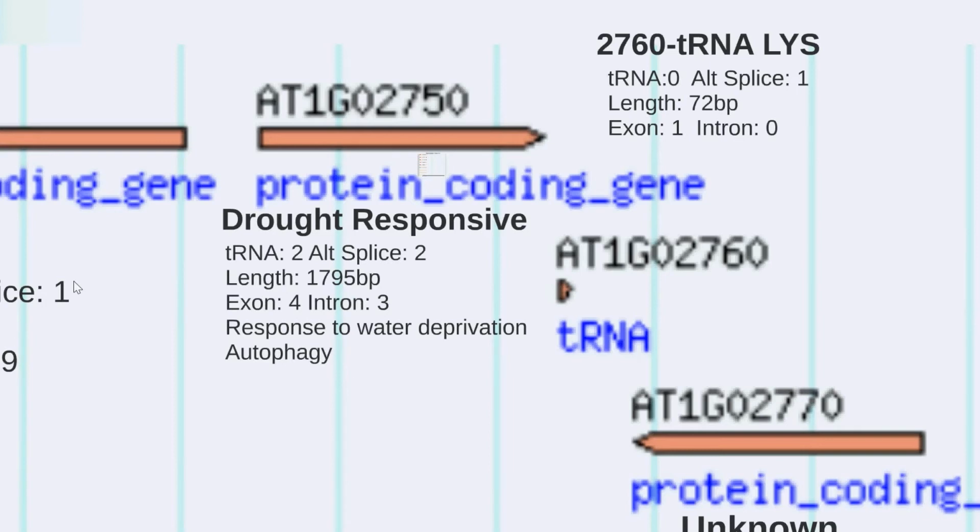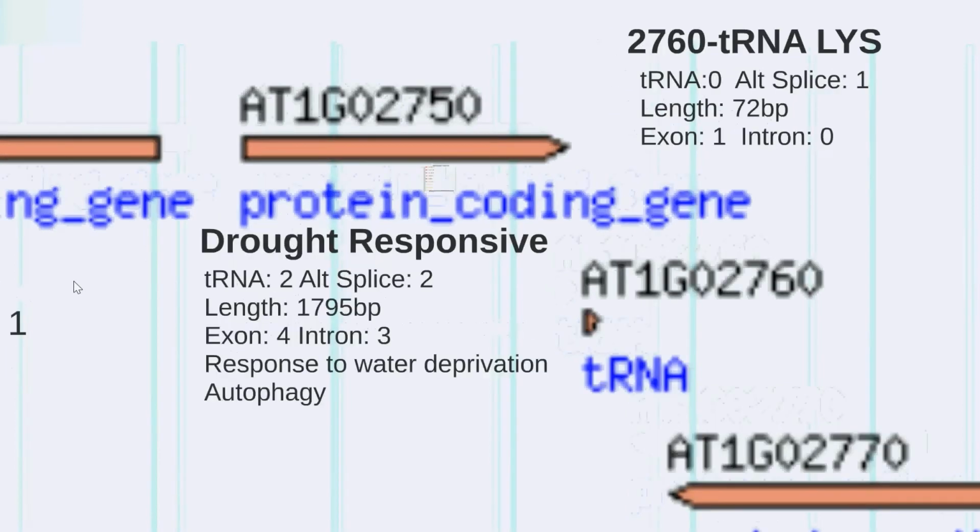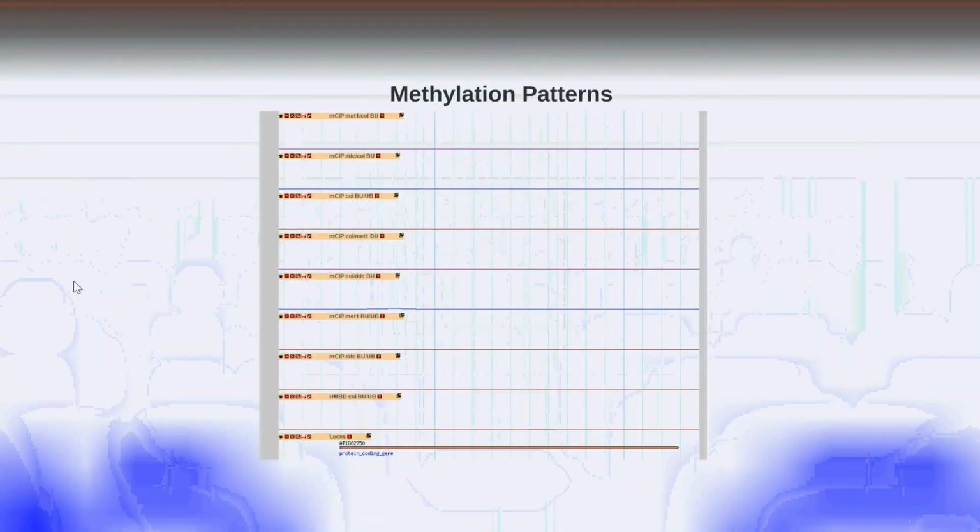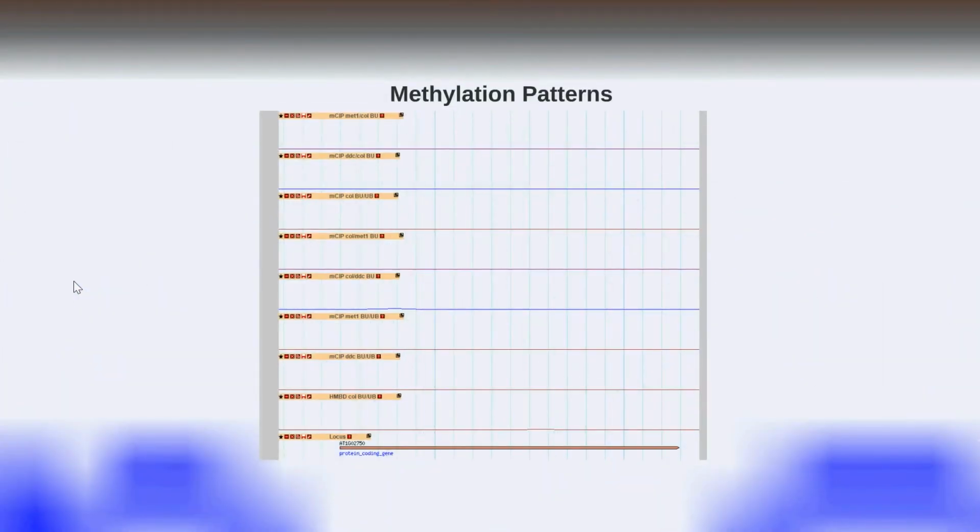It is referenced in multiple papers as ATDI19, which is Arabidopsis Thaliana drought-induced gene 19. This ABA insensitive gene family is induced when salt is present. Looking at the methylation patterns for this region, we see that this gene is mostly unmethylated, demonstrating that it is under high expression.